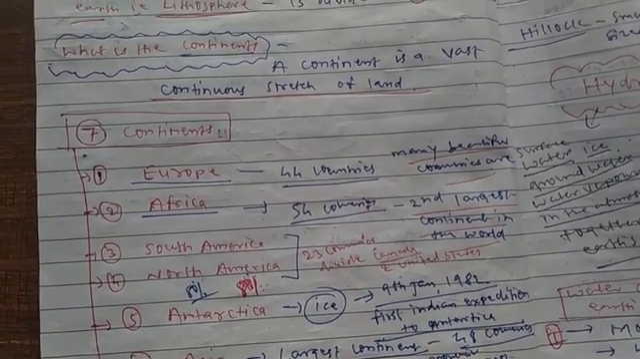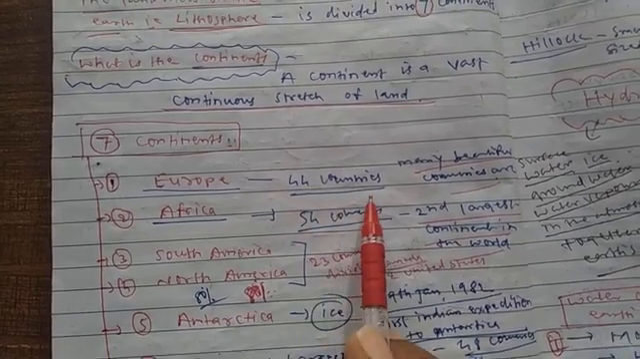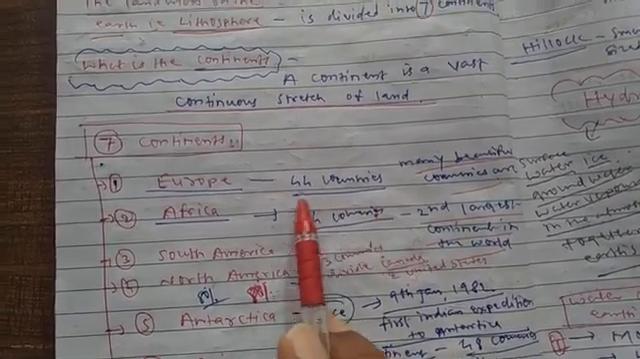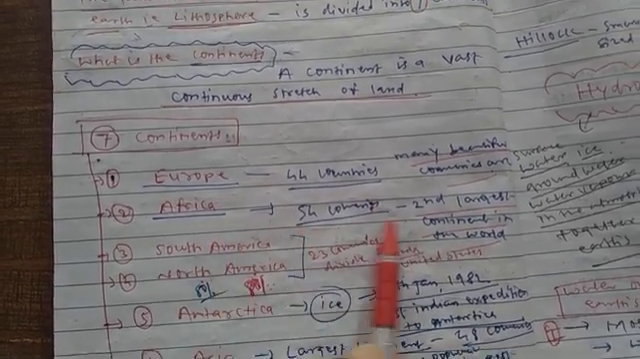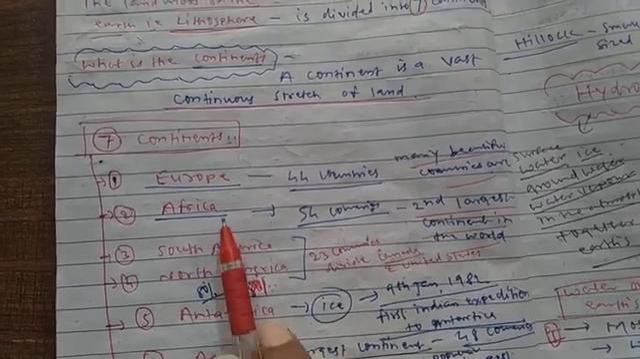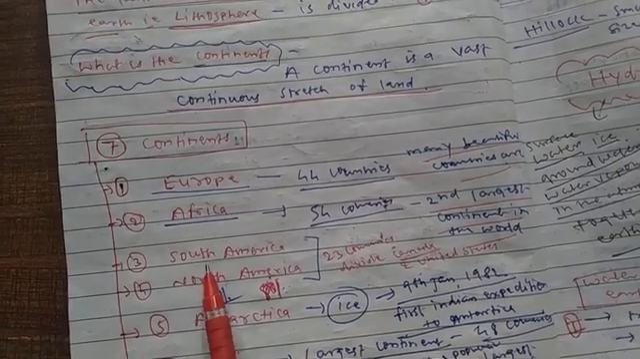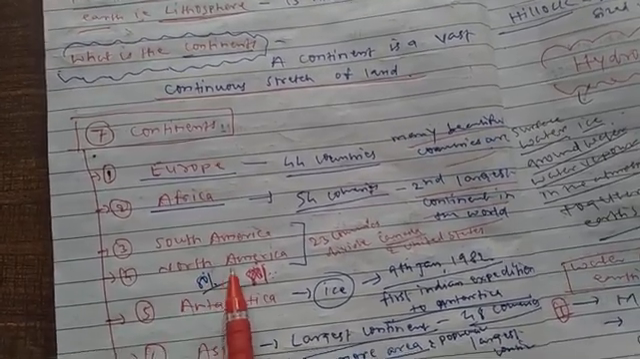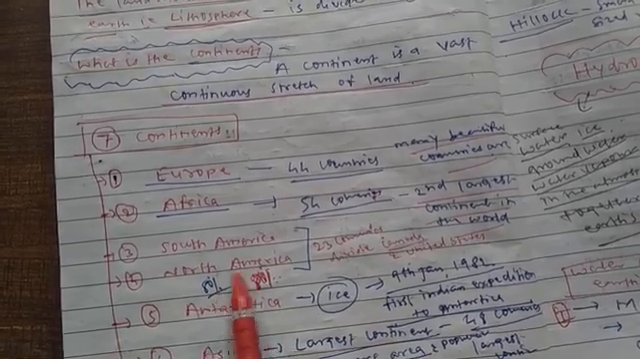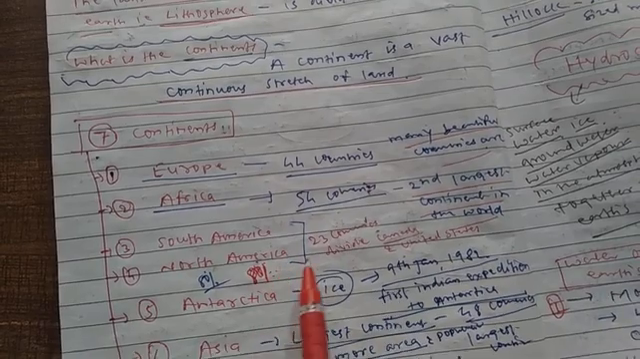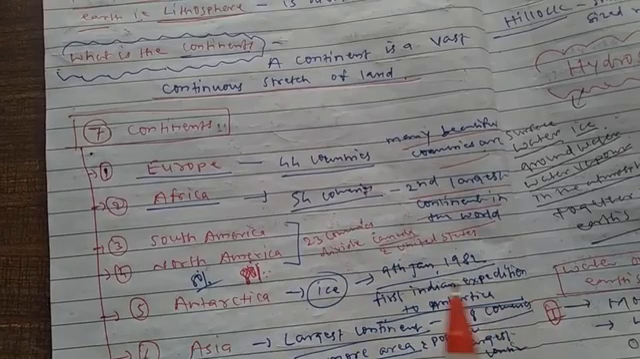What are their names? The first continent is Europe. This is a very beautiful continent, and about 44 countries are there. Africa is the second largest continent in the world, and there are 54 countries there. South America and North America are 2 more continents. North America covers about 80% of the continent, and it includes Canada and the United States. South America also has many countries.